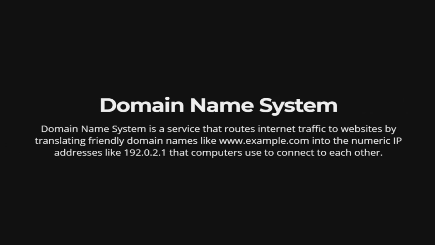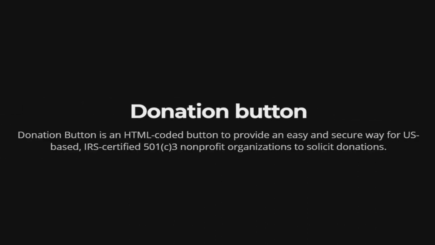Domain name system. Domain name system is a service that routes internet traffic to websites by translating friendly domain names like www.example.com into the numeric IP addresses like 192.0.2.1 that computers use to connect to each other. Donation button. Donation button is an HTML-coded button to provide an easy and secure way for US-based, IRS-certified 501(c)(3) nonprofit organizations to solicit donations.